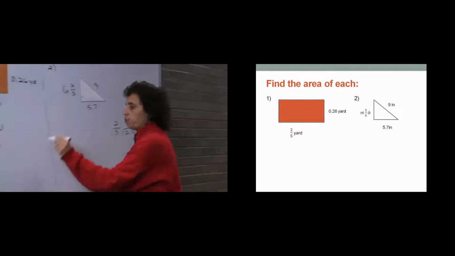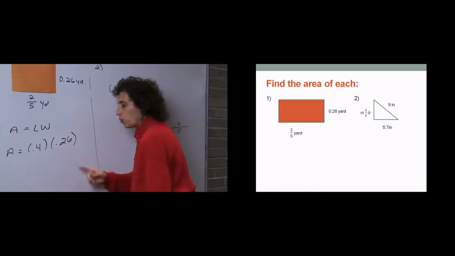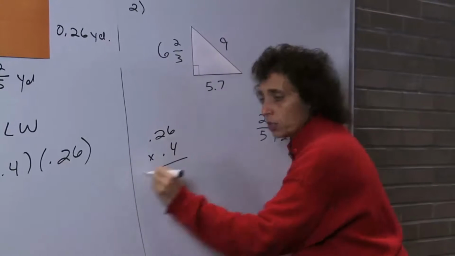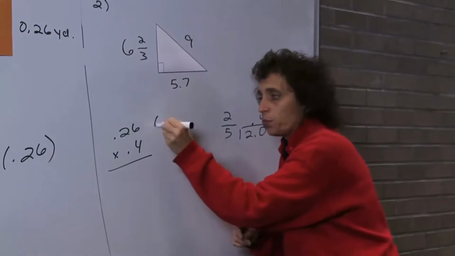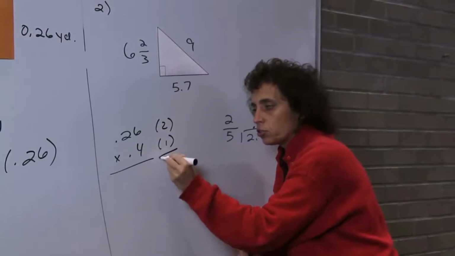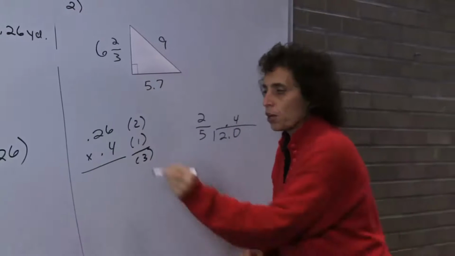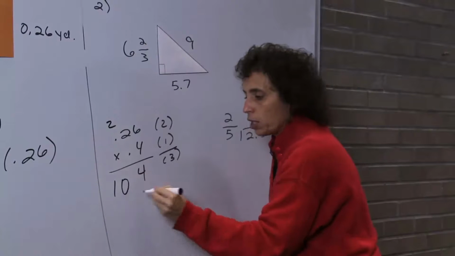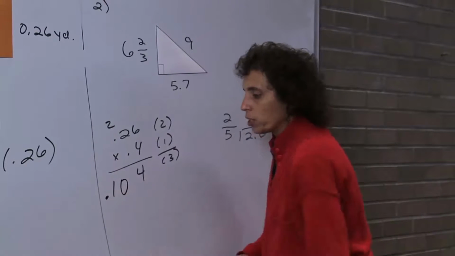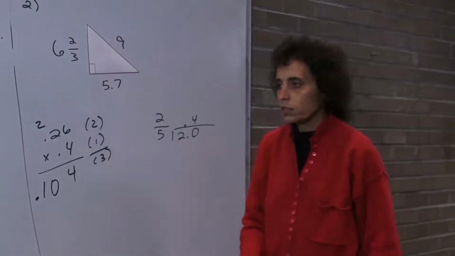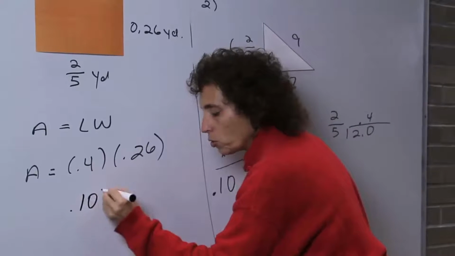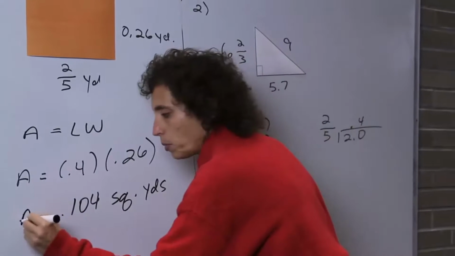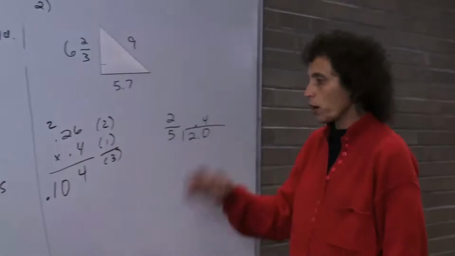Okay? And 0.26 here. And now we multiply. So I'll do that. 0.26 times 0.4. Okay, remember, we don't have to line them up. There's 2 places here, 1 place here, so 3 places in our answer. Here we go. 4 times 6 is 24. 4 times 2 is 8, plus 2 is 10. 3 places in our answer, it's 0.104. So this is 0.104, and this is in square yards. Square yards. Remember we said area was in square feet, square yards, square whatever.